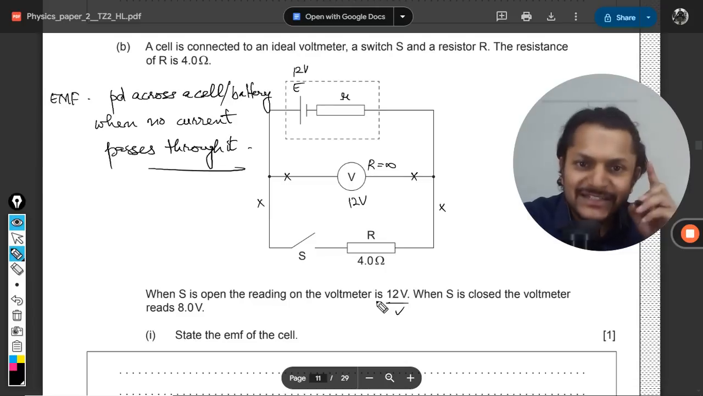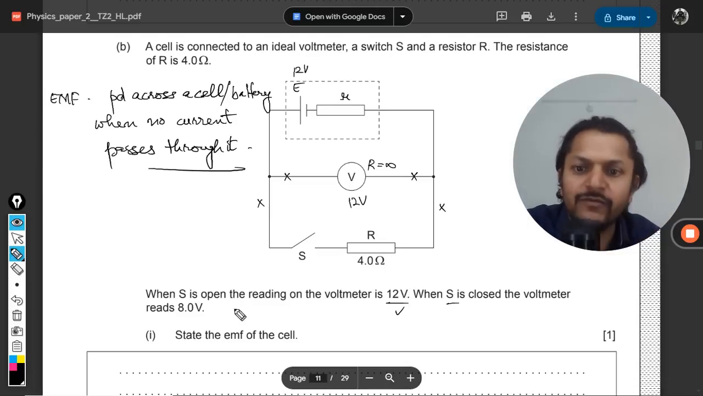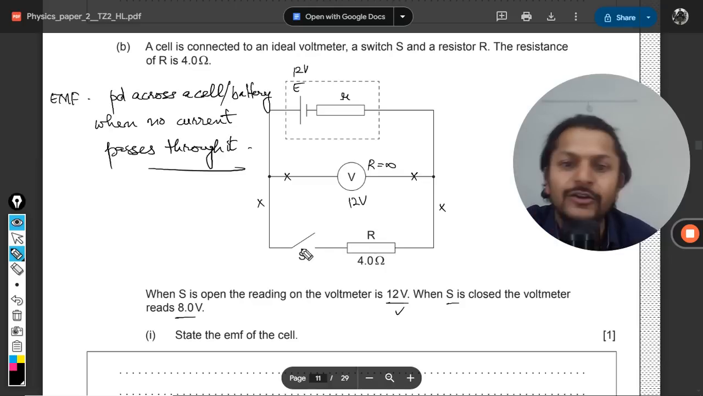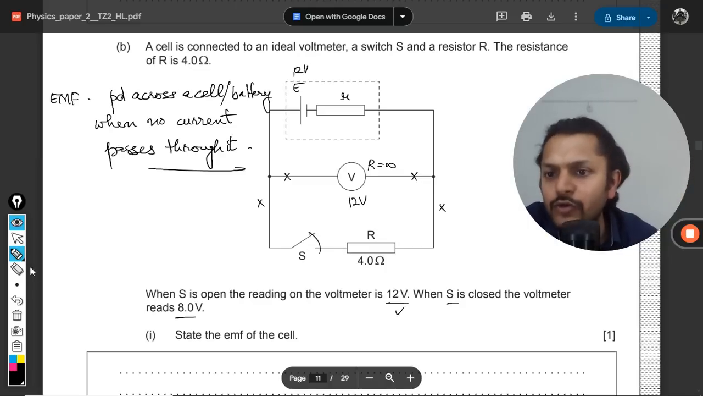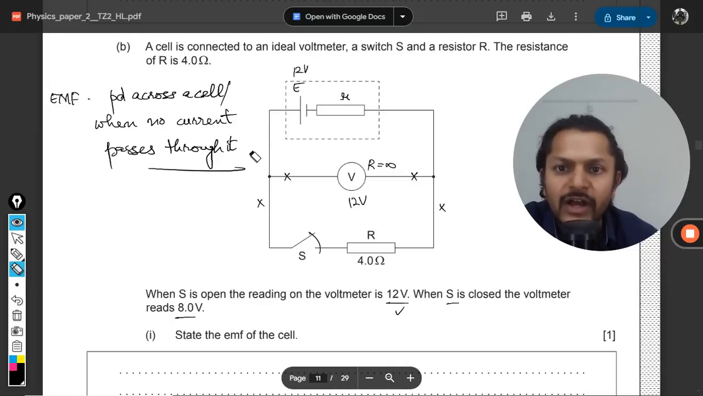Okay, now let's move next. Now, when S is closed, the voltmeter reads 8 volt. Now S is closed. Now, if S is closed, the current will start moving through it. So how will the current move now? Let us see.